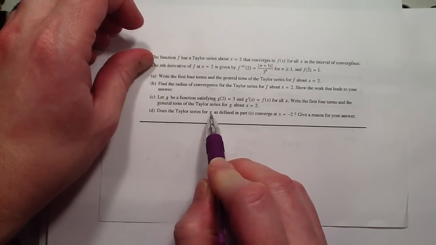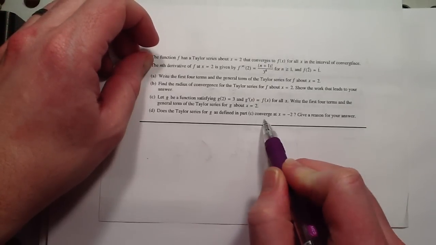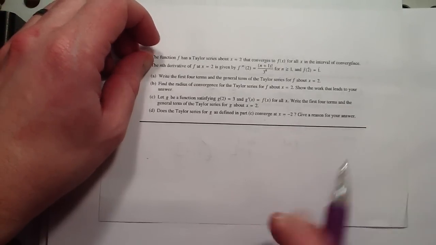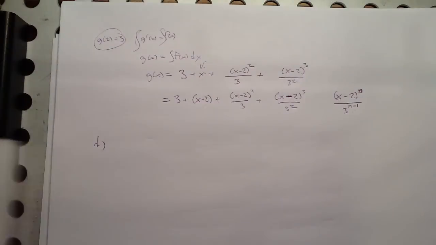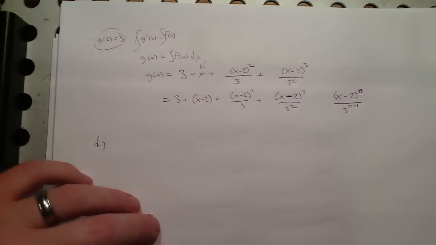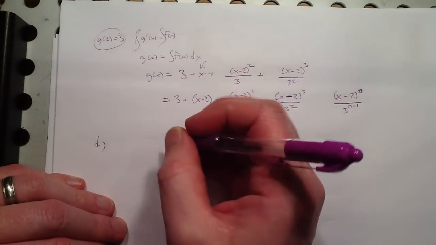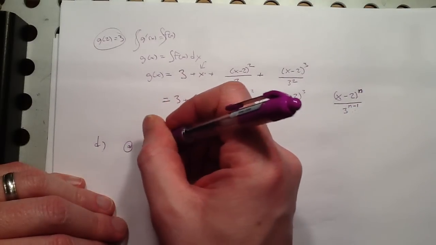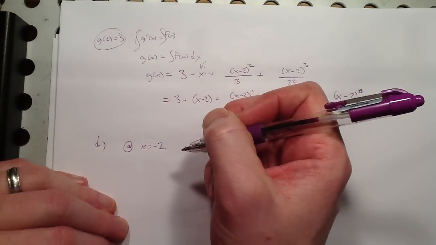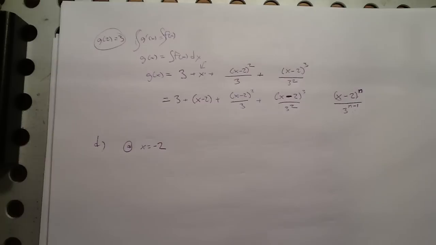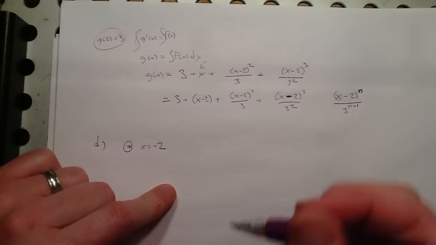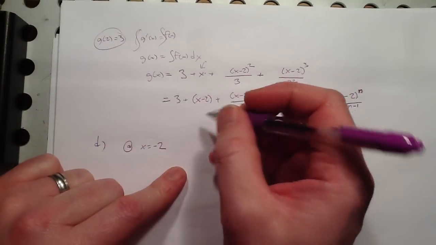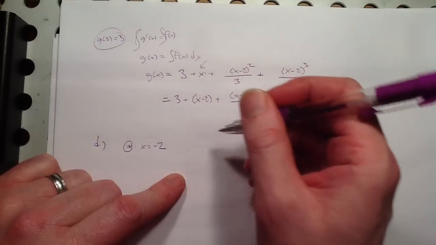Does the Taylor series for g, as defined in Part C, converge at x equals negative 2? Give a reason for your answer. Does it converge at x equals negative 2? Let's see. At x equals negative 2, that is outside of the interval of convergence for the last function. So I think probably it doesn't, because f didn't converge there, but let's plug it in and see what happens.